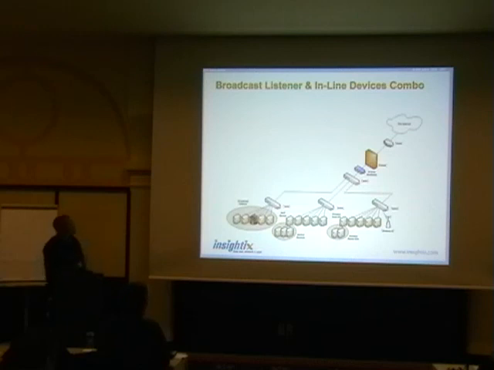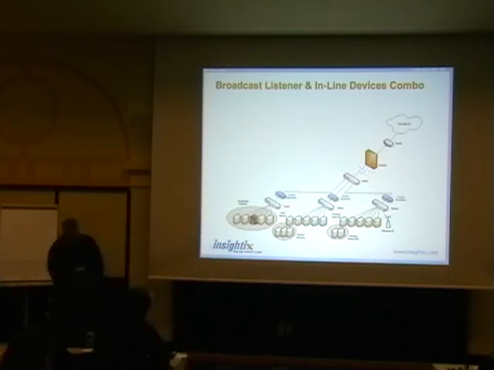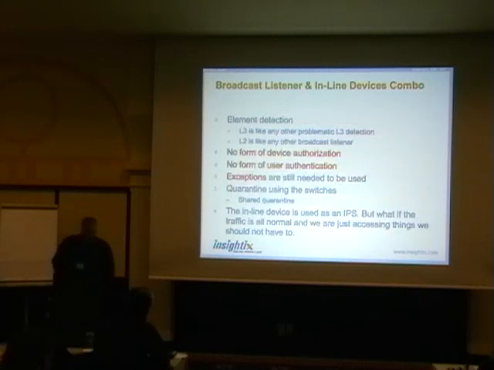The one example I wanted to speak about was the broadcast listener and inline device combo. There's actually a solution that uses that. So basically you have a broadcast listener on the local network and an inline device that works as an IPS on layer 3. The problem is that you need to completely re-architect a network. The inline devices are a point of failure. If you want to have redundancy, 2x the cost. And again, you don't get to identify the device.